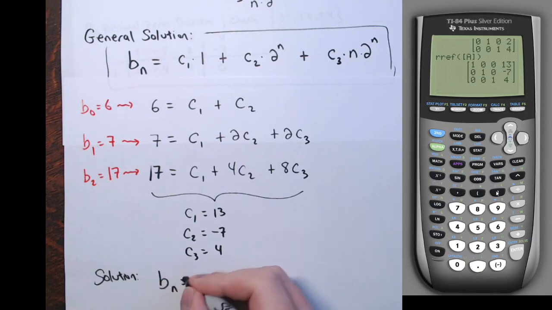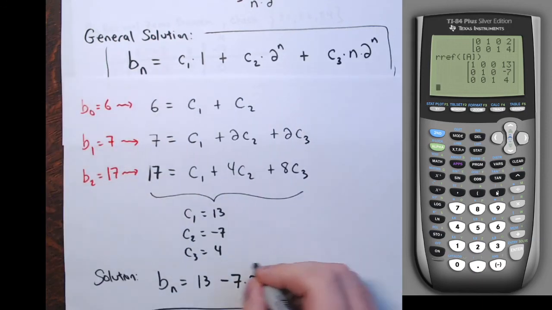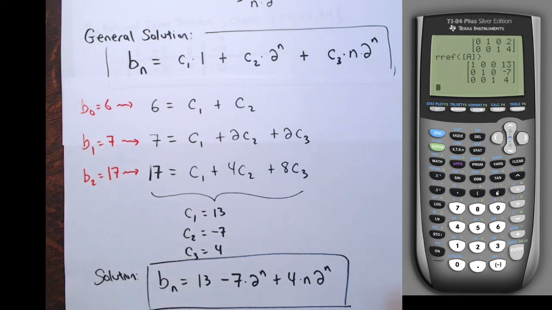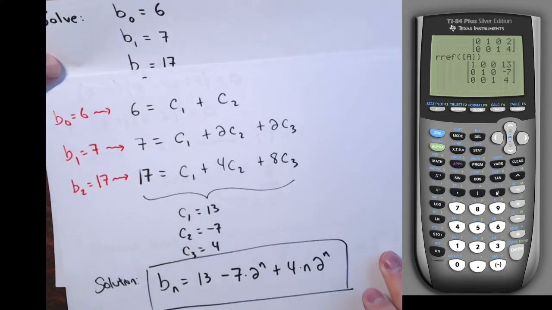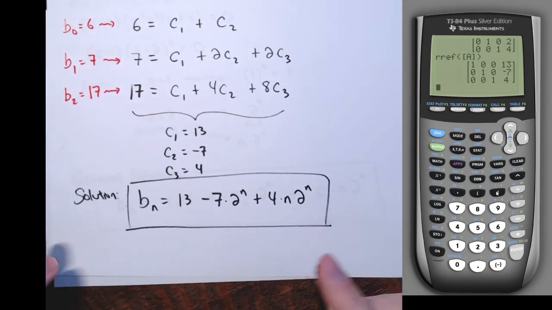Bn must be equal to 13 plus C2, so -7 times 2 to the nth, and then plus C3 times n times 2 to the nth, so plus 4 times n times 2 to the nth. There we go. And there's a specific formula, and let's test it out. Remember our initial values here. I'll just test it with the initial values.